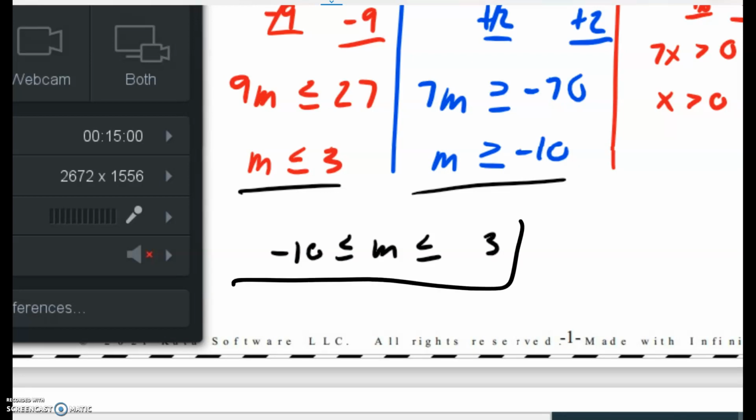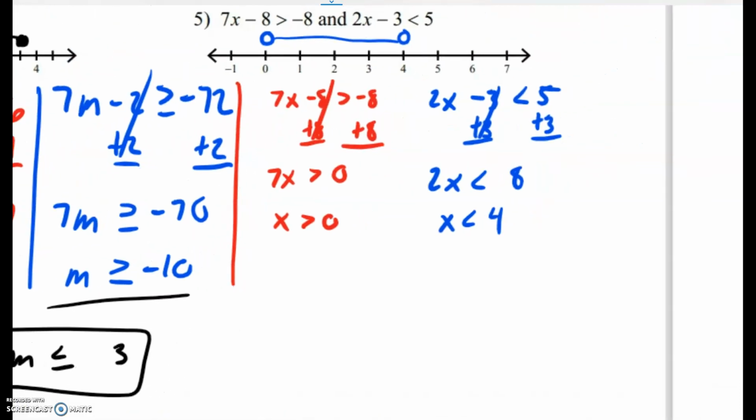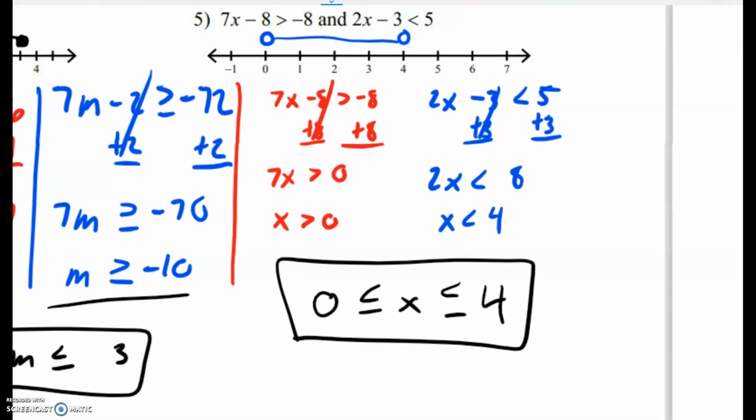Alright, so that's how we're going to want to write our solution for the compound and. So let's try that on number 5. What I like to do is take the lowest number and put it on the left, if I know it's a compound and. So the lowest number is 0, the highest number is 4, and x has to be in between that. And then we can use our less than or equal to symbols to show that x is in between. Alright, that's your compound and.